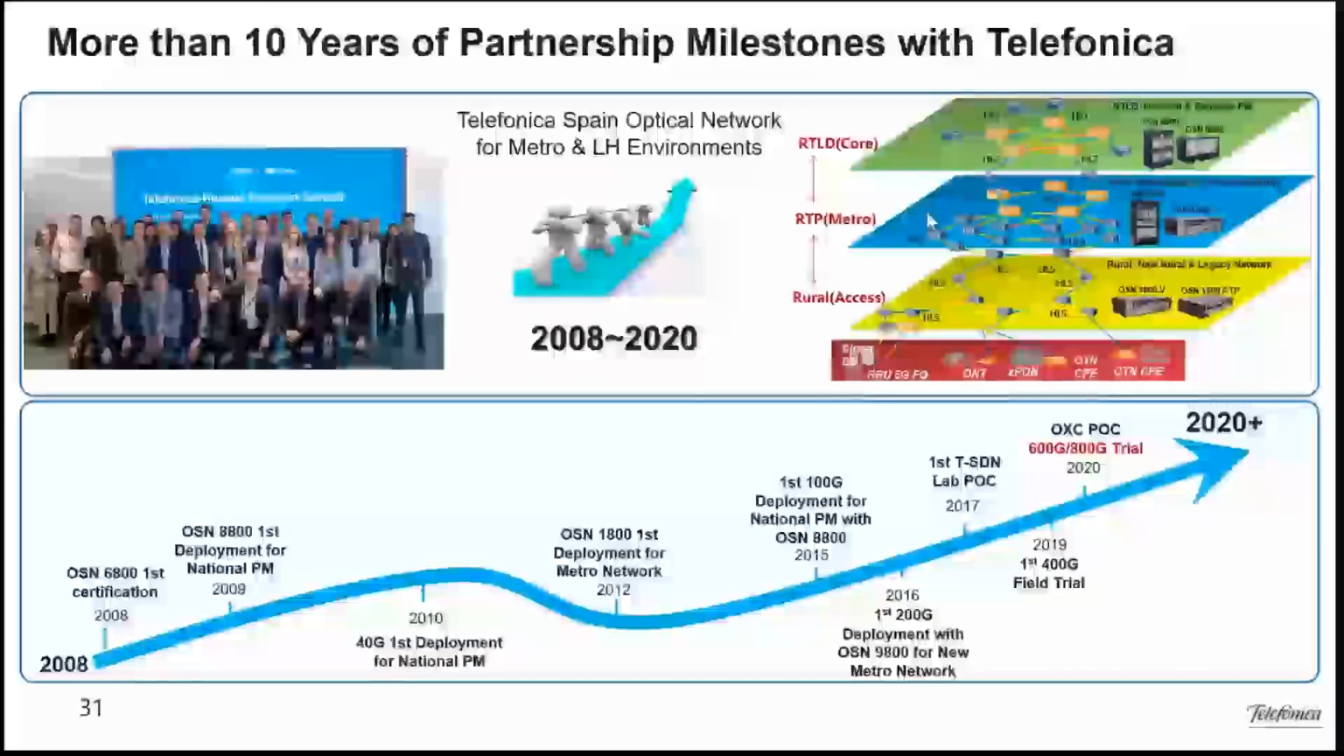Telefonica and Huawei have been working together in transport networks for more than 12 years. We deployed the National Transport Network, becoming one of the first ASON networks in the world. And since then, Huawei has been part of all the Telefonica transport network layers, including core, metro, and access.